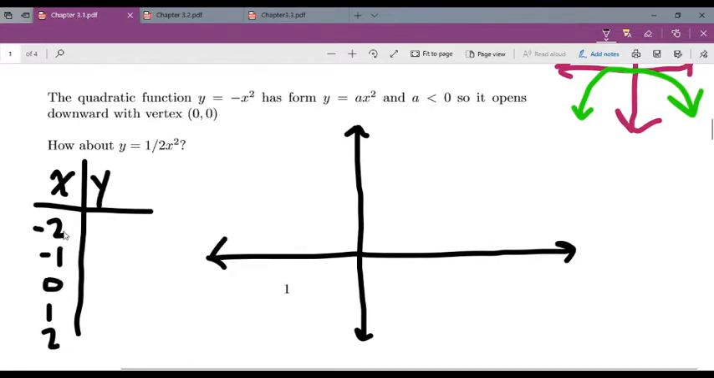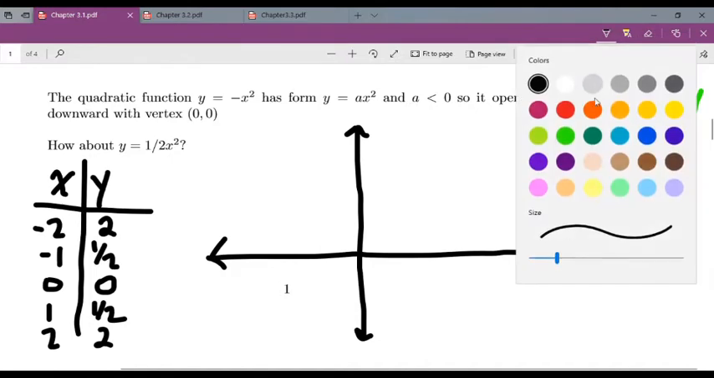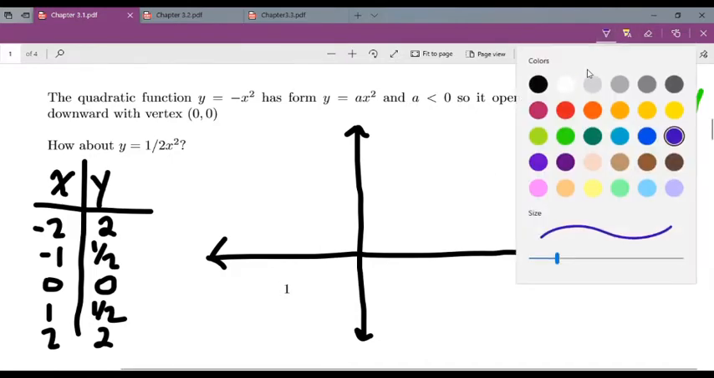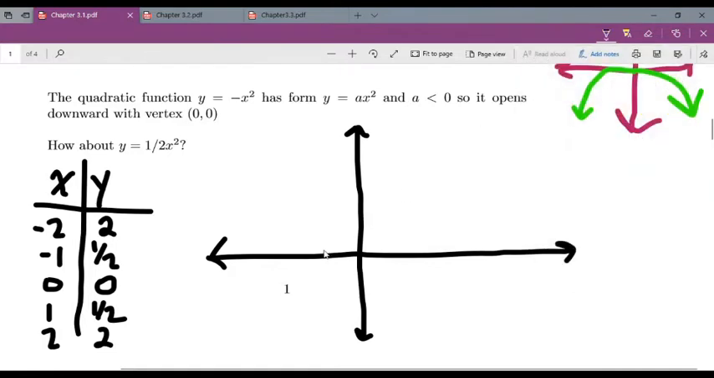Okay, if I plug negative 2 into this, negative 2 squared is 4. 4 times 1/2 is going to wind up giving you 2. Okay, negative 1 squared is positive 1 times 1/2 is 1/2. 0 squared is 0 times 1/2 is 0. And it honestly gives you the same thing here. So if I was graphing this, do it in blue, let's draw some tick marks so we know exactly where to put everything.